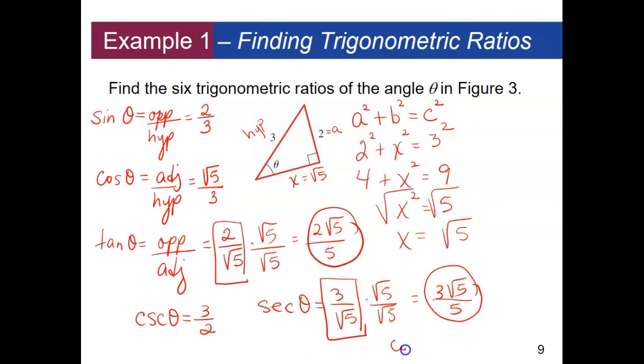And then the last one, cotangent. Cotangent is the reciprocal of tangent. So if I take the reciprocal here, I'm going to have the square root of 5 over 2. And so that's going to be my answer there. So these are my 6 trig ratios for the angle theta.